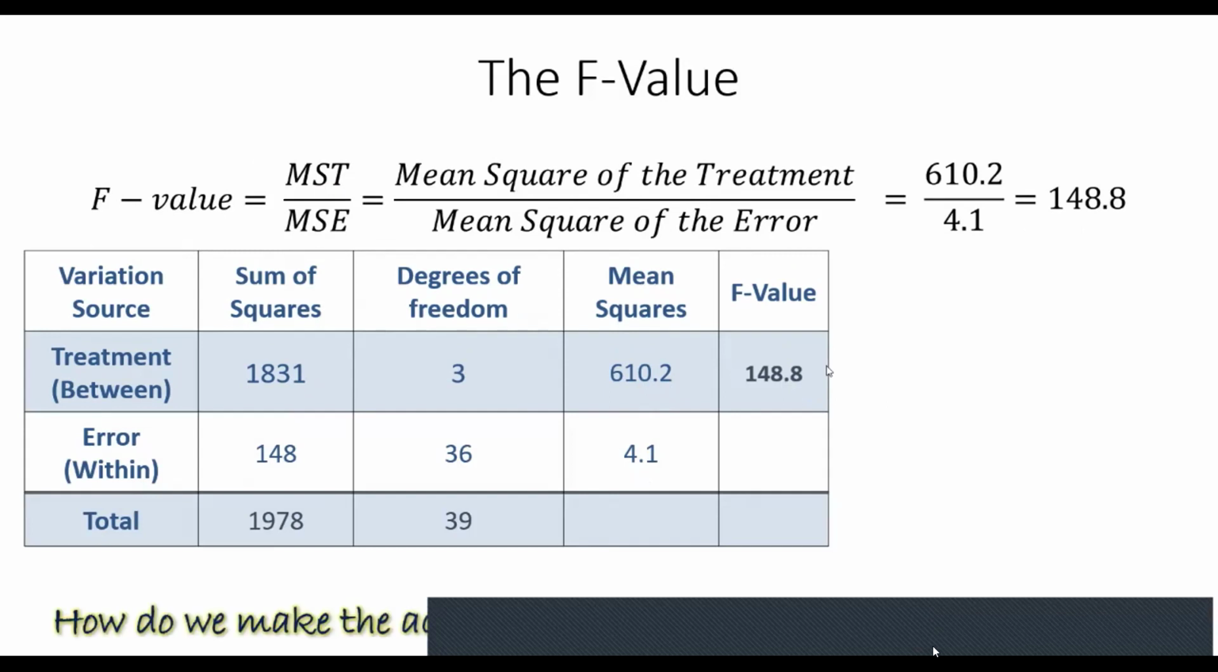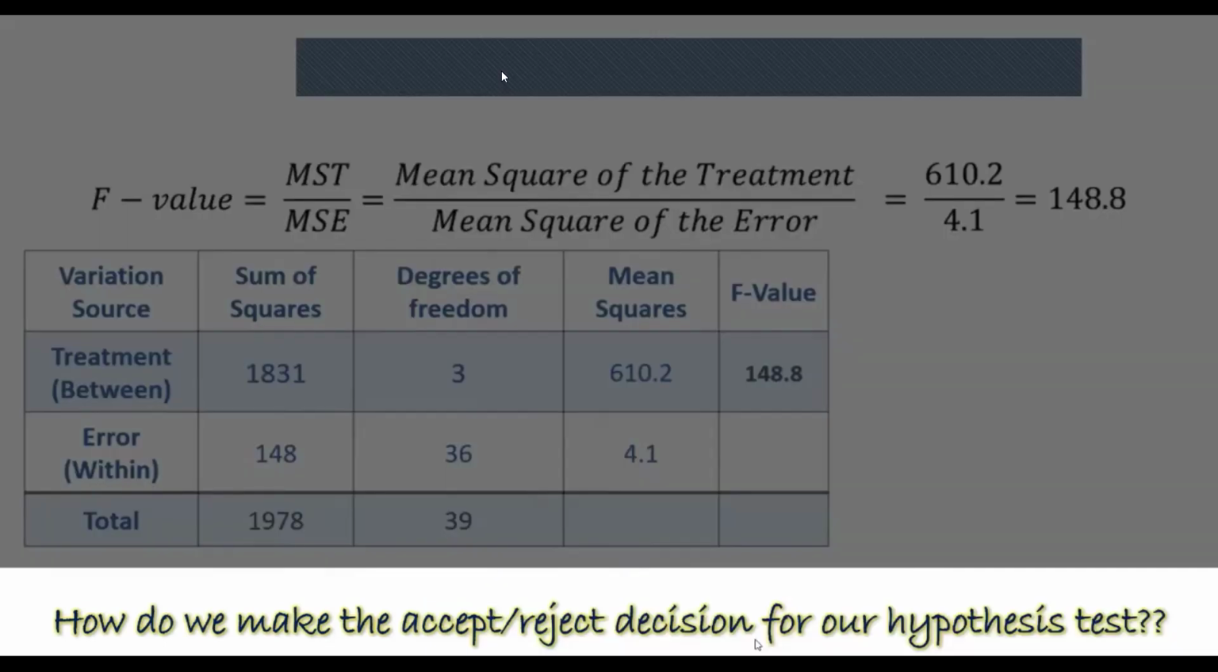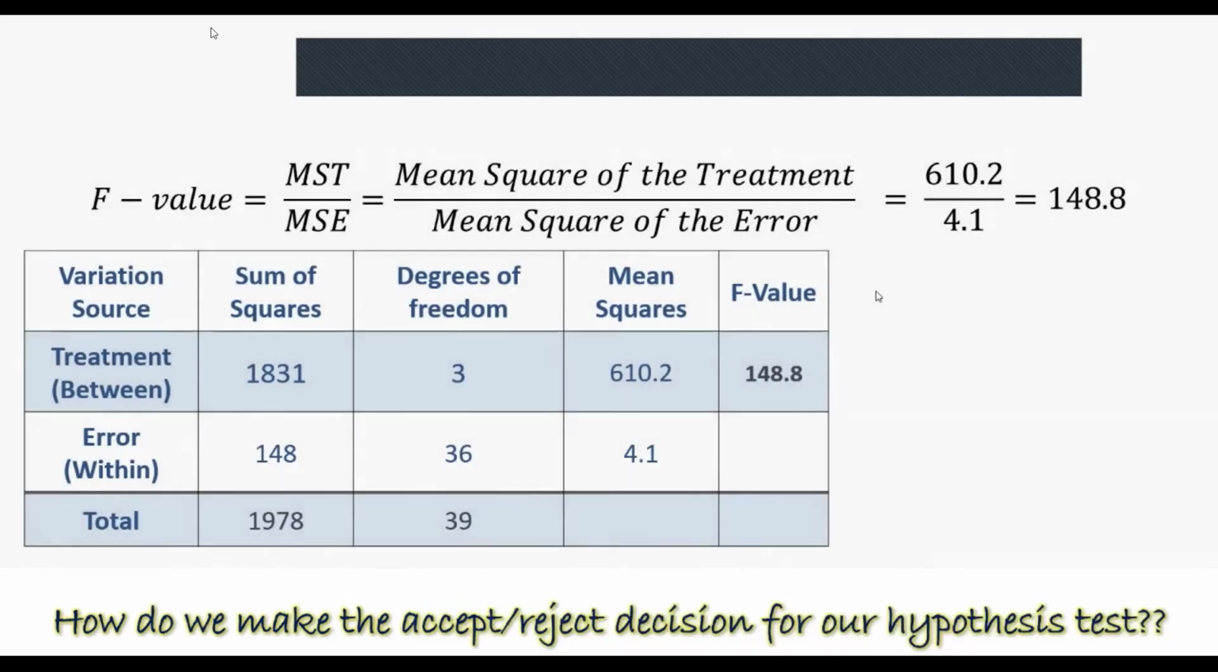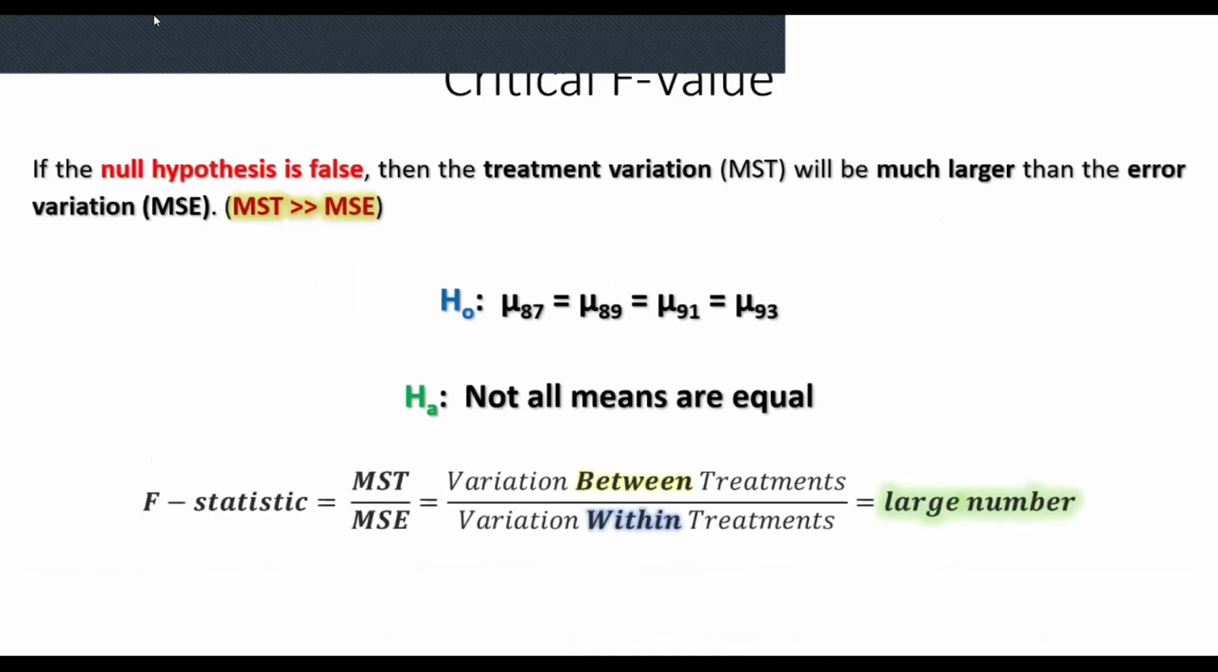But in a normal situation, you have to ask yourself, relative to this F value, how do we make an accept-reject decision for our hypothesis test? We do that by comparing this F value against a critical F value.